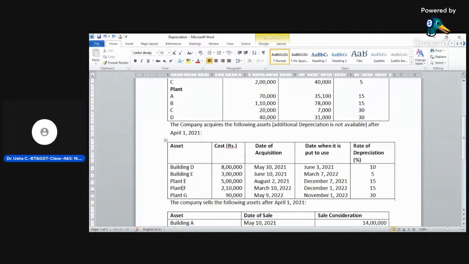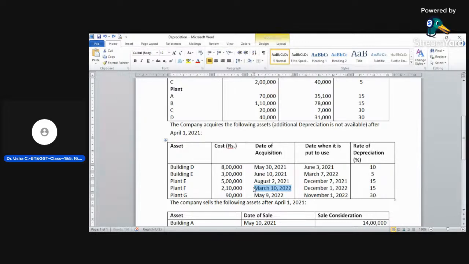Next, look here, Plant F. Plant F was purchased on March 10th, 2022. That means this asset was purchased in the year 2021-22, but it was put to use on December 1st, 2022. But look here, dear students, the asset was purchased in the year 2021-22 itself, but it was not put to use in that year. So no depreciation is to be charged for the year 2021-22.